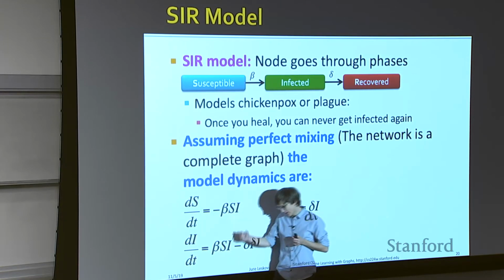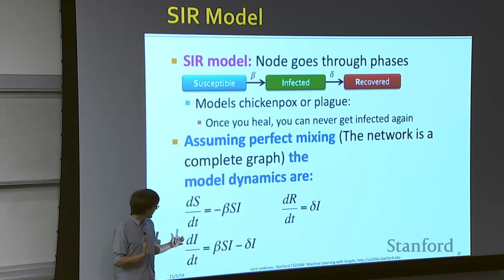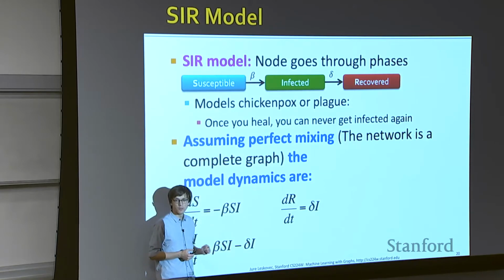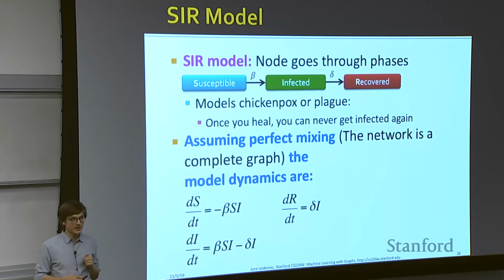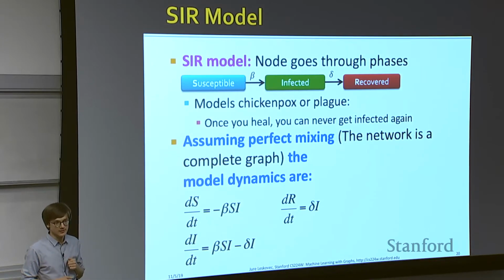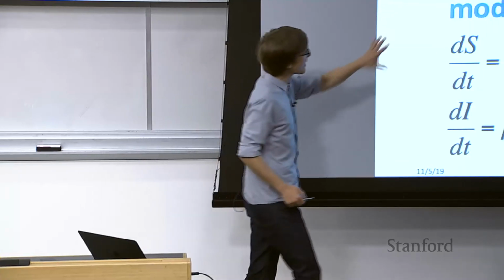And I'll give you later a result that kind of captures the entire structure of the network in one number. But generally, math is easier if you assume anyone links to anyone. That's really the reason. Okay? So this is the SIR model.